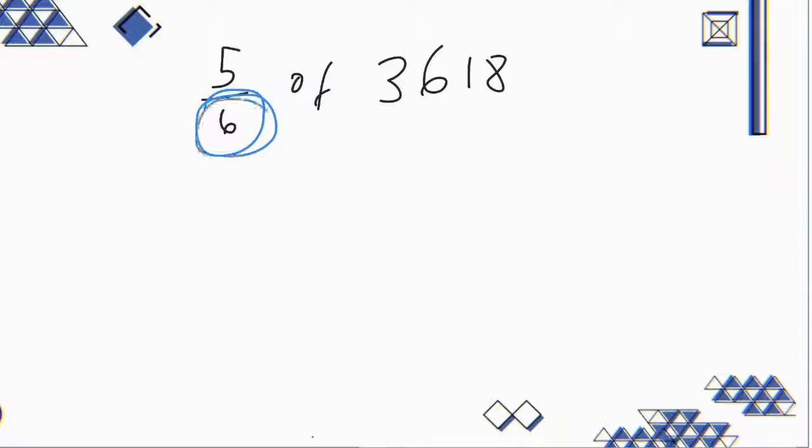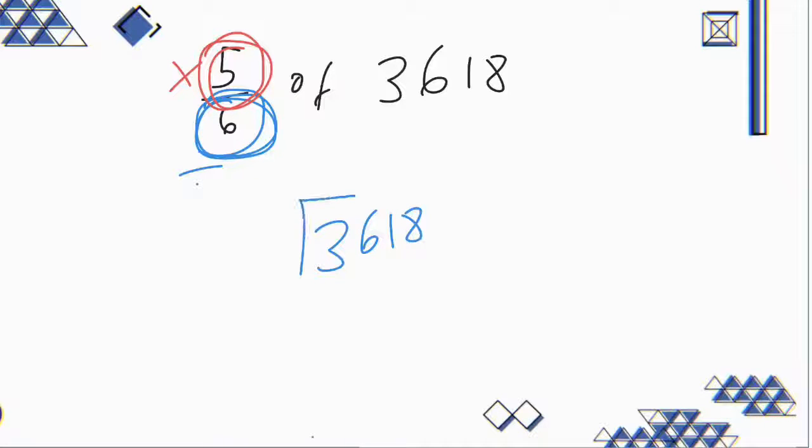All right, let's try another example. This is actually from your homework sheet. We have 5/6 of 3,618. Let's go ahead and work it out. Let's remind ourselves, we need to divide by the denominator, and then multiply by the numerator. Let's put a divide there, and a multiply there. So let's start by dividing. We're going to do 3,618 divided by 6.